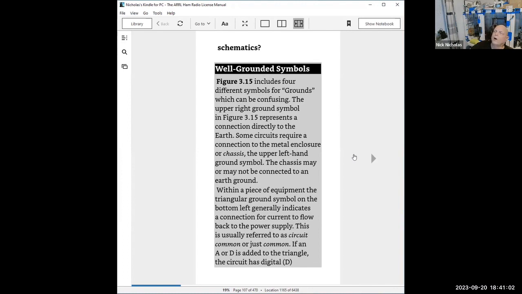So when we get to that section, I want you all to keep this in mind. Always keep in mind that grounds need to be tied together. Now for a little on-the-air tip.